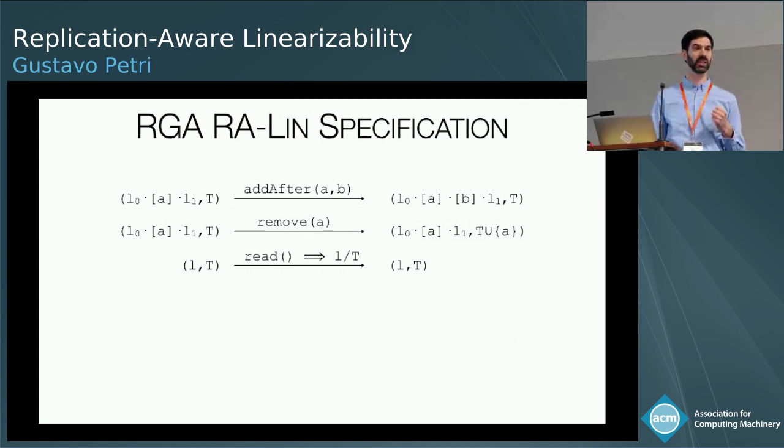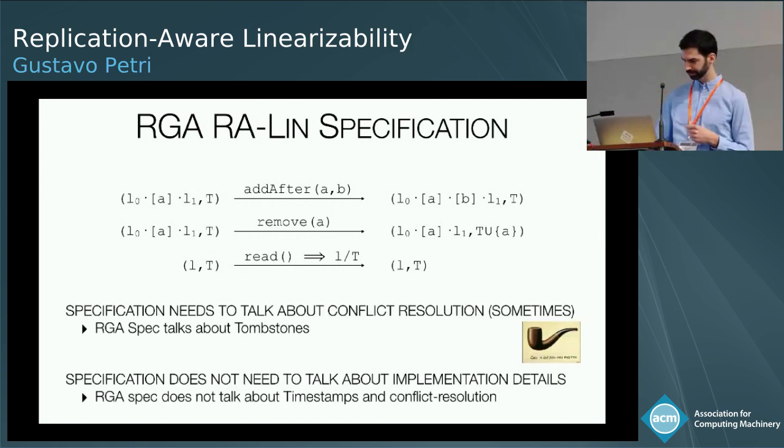So this brings me to the actual specification we have for RGA. Now our abstract state is a list and the tombstone, which is a set of things that have been removed. The spec of add is just add the item wherever it needs to be. So add after AB puts B after A. Remove A doesn't change the list at all. It just adds to the set. And read just returns the list minus the items that have been removed in the tombstone.